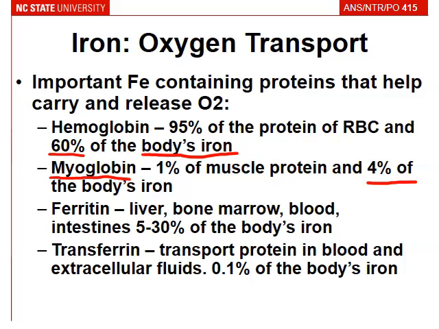And next we have our ferritin. Ferritin is found within the liver, the bone marrow, the blood, and the intestines, and it has a range between 5 and 30% of the body's iron. And then finally, transferrin is the transport protein in the blood and extracellular fluids, and it contains 0.1% of the body's iron.